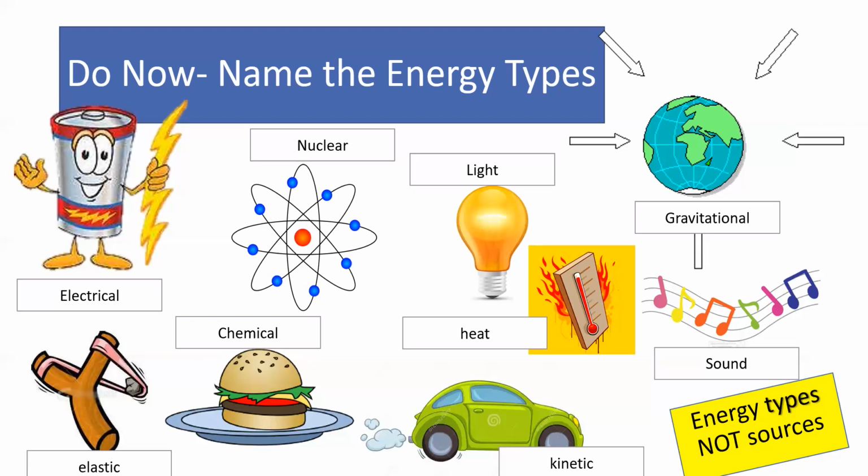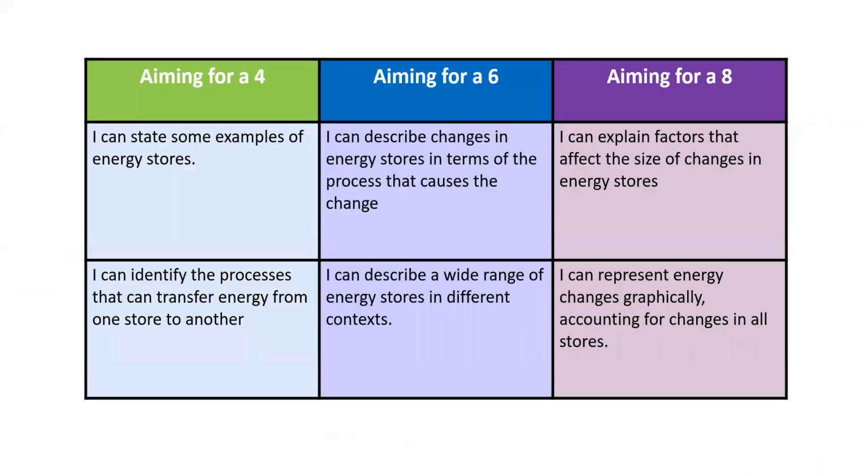The Earth has gravitational potential energy. We have sound. The moving car has kinetic energy. Food like burgers stores chemical energy. Any food stores chemical energy. Any fuel stores chemical energy. Any fuel that you talk about or any food is chemical energy. Okay. And then we have the catapult, which stores elastic potential energy.